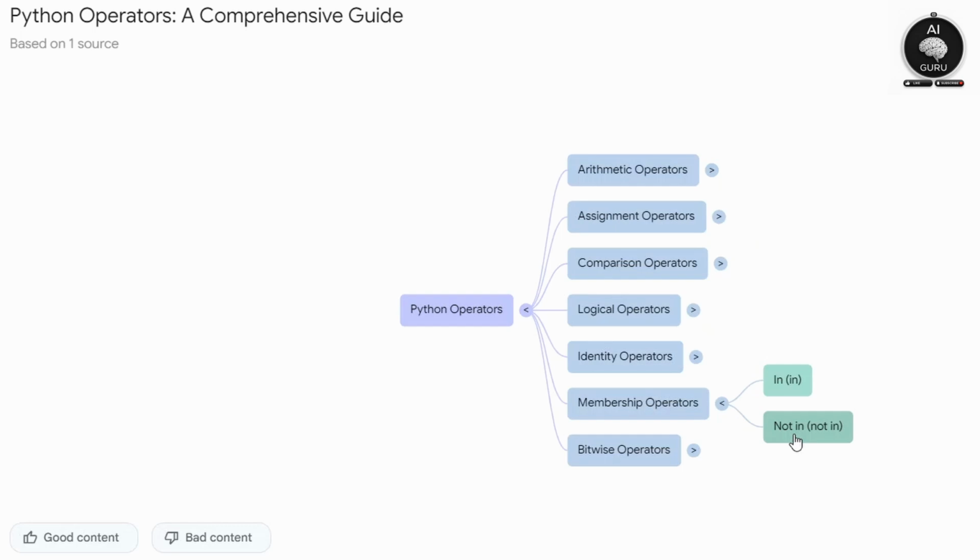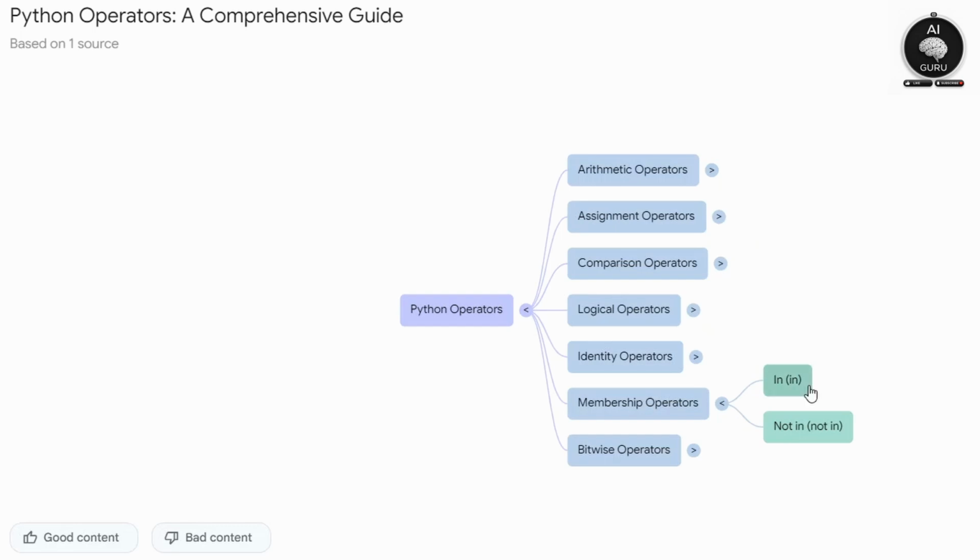They seem straightforward. Their simplicity is their strength, but one interesting performance point: how fast in works depends on the type of sequence. Checking if an item is in a list requires Python to potentially look at every single item one by one. So for a huge list, that can be slow.